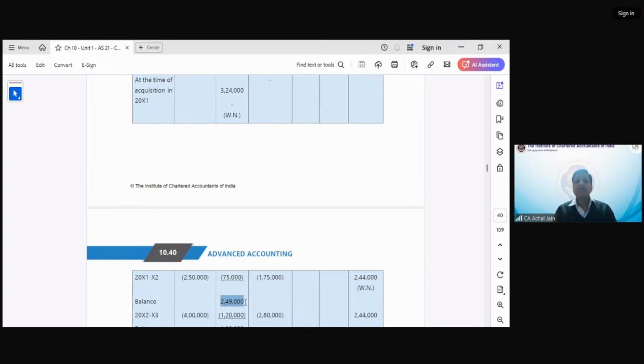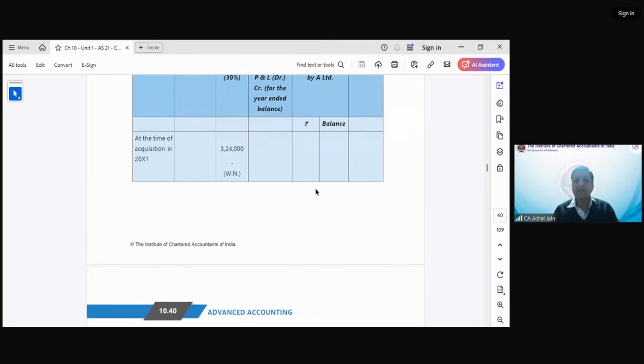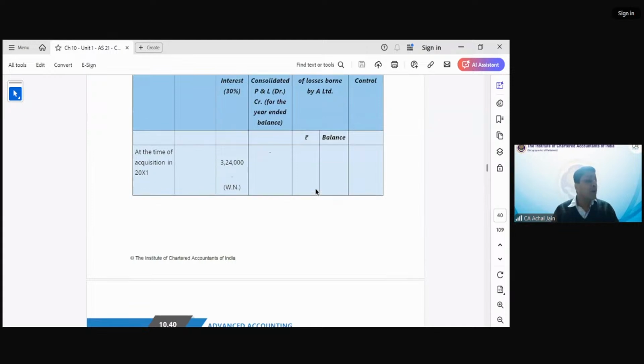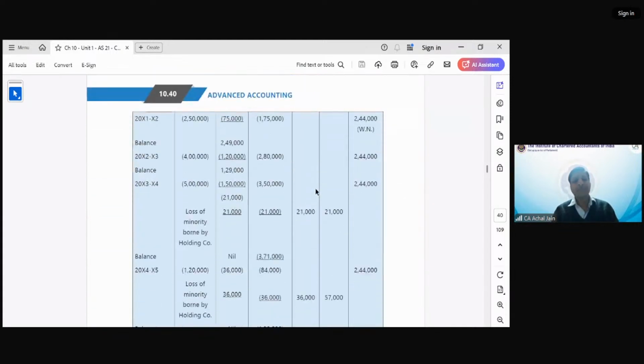As a result, what will happen? This balance loss, 1,75,000, will only be absorbed by the holding company. Okay, so what is this 1,75,000? The amount of profit or loss which will go to holding company. Okay. So anyways, this was the share of holding company, so there is no change. Yeah. Now, moving on to the next year, X2, X3.